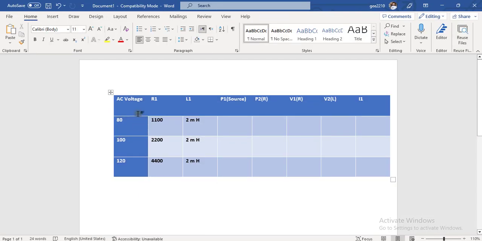three voltages. We have AC voltages 80 volts, 100 volts and 120 volts, and also we have to change the resistance value from 1100 to 2200 and then 4400. The value of inductance is given as 2 millihenry for all the three cases. Now what we have to perform, we have to find the P1.